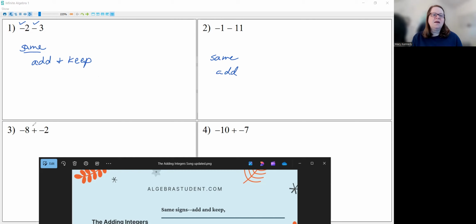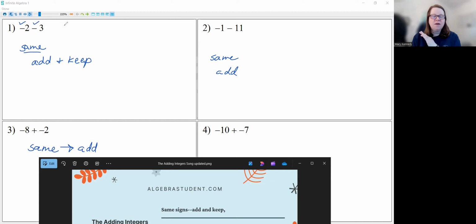And then here we've got -8 plus -2. Well, the 8 is negative, the 2 is negative. Those are the same signs. So I want you to see that even when there's not a plus and minus situation going on, that's still a negative and a negative. This is a negative and a negative. -2 minus 3 is the same as saying a -2 plus a -3.